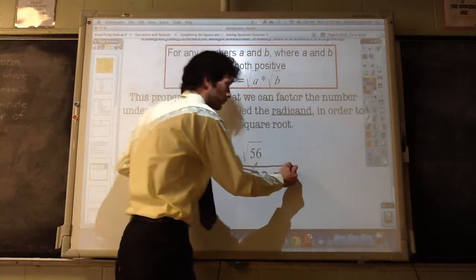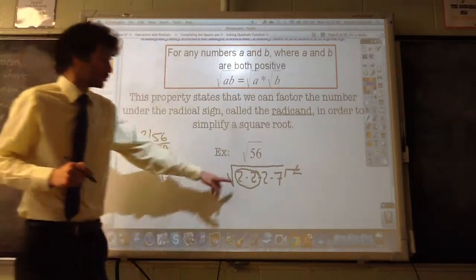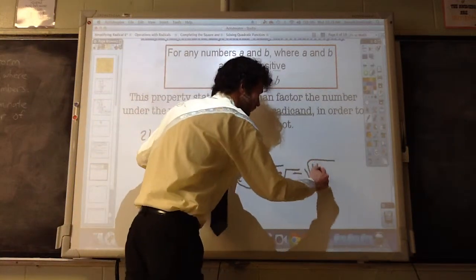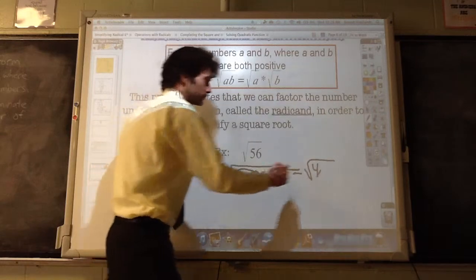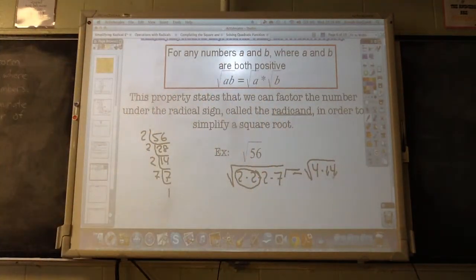Because here's what's really going on here. 2 times 2 is what? 4. And 2 times 7 is what? 14. So I could rewrite that as the square root of 4 times 14.